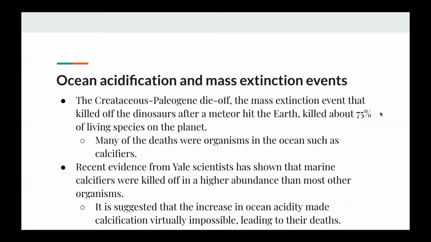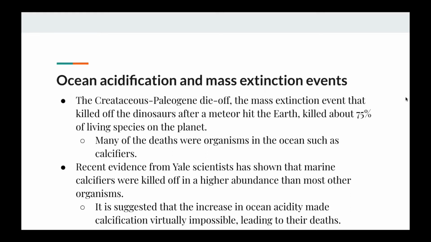Ocean acidification and mass extinction events. So the Cretaceous-Paleogene die-off, the mass extinction event that killed off the dinosaurs after a meteor hit the Earth, killed about 75% of living species on the planet. And many of the deaths were organisms in the ocean, such as calcifiers. Recent evidence from Yale scientists has shown that marine calcifiers were killed off in a higher abundance than most other organisms.